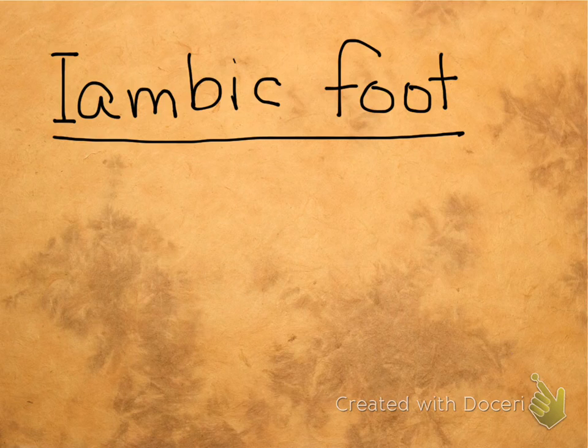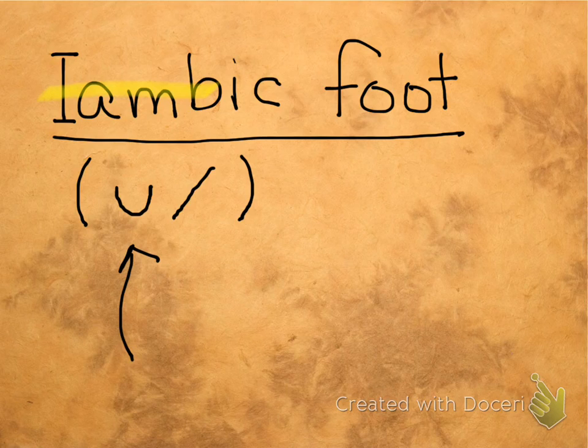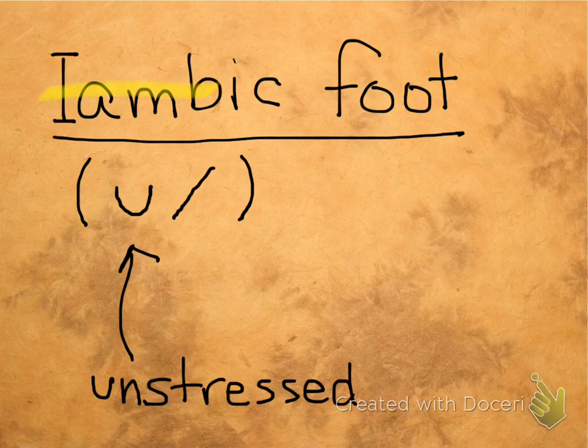Iambic foot. Now, an iamb is basically the pattern, and we always write these in parentheses, so this is how you're going to see the pattern. We'll just call this a U, and this a slash. That's the pattern. Well, what do these mean? The U, kind of easy to understand, is simply an unstressed syllable in a word in your poem. And as you can imagine, the slash is a stressed syllable.